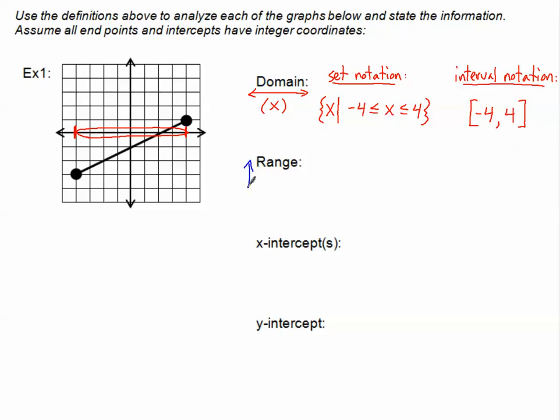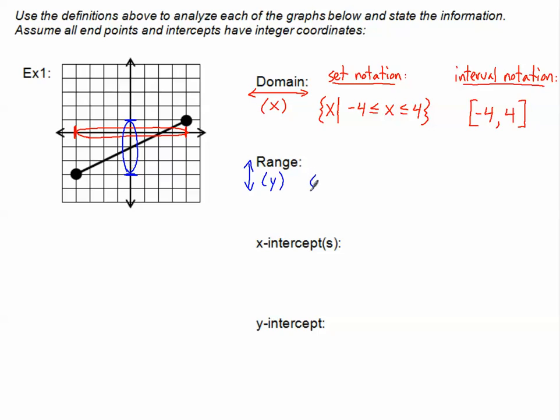Range, now we're looking down to up. We're talking about the y values, so forget about looking left and right. How low does this graph go? Well, this is the lowest value in my range, this value of -3. And then it goes as high up as this value right here. There's my range, and I need to describe that.